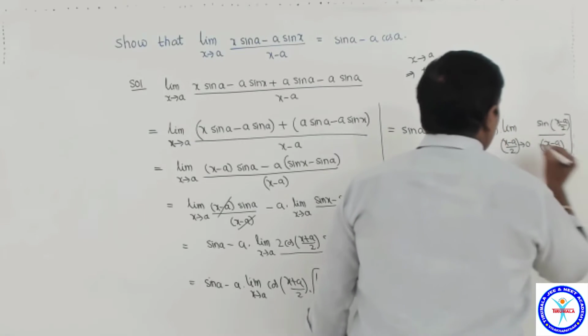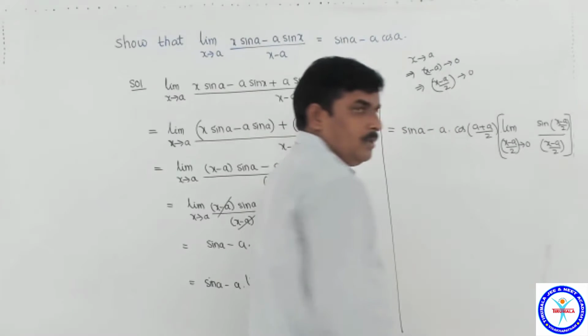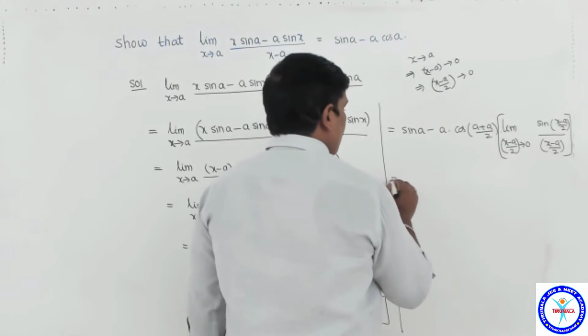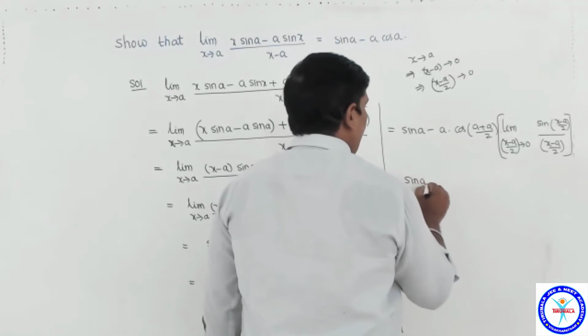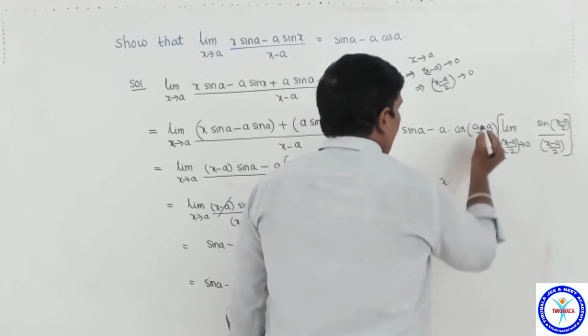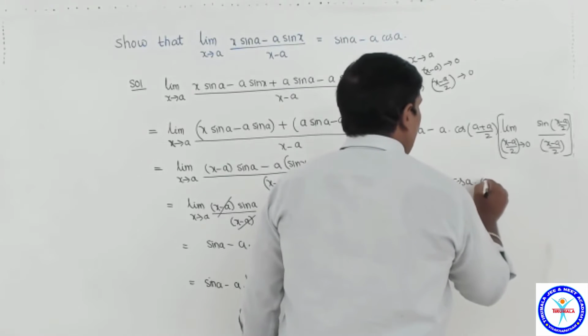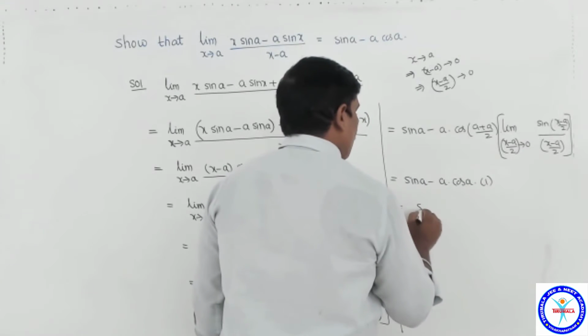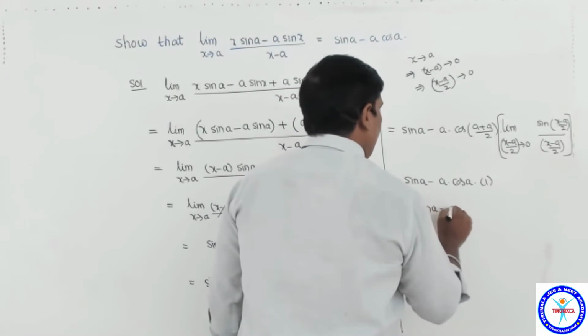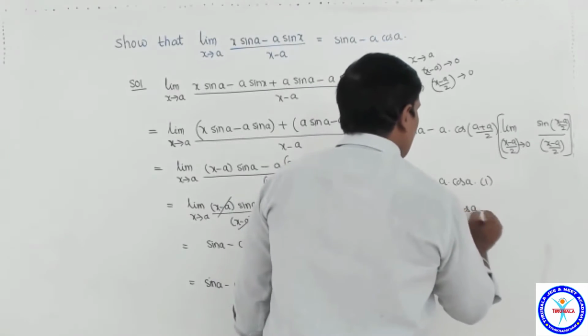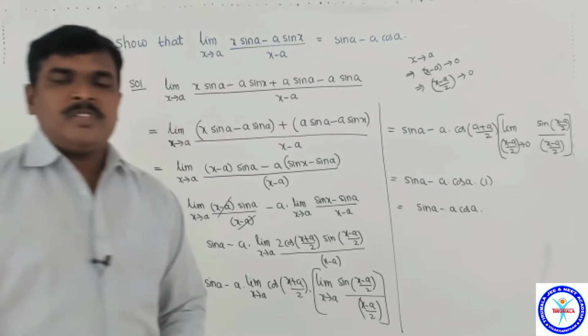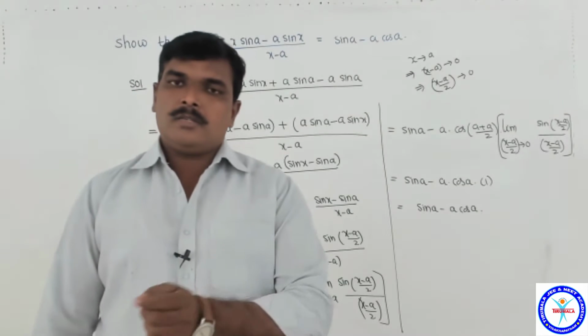Okay, like this. This is equal to sin a minus a into (a plus a), 2a, 2 to cancel, a cos a into 1. This is equal to sin a minus a cos a.